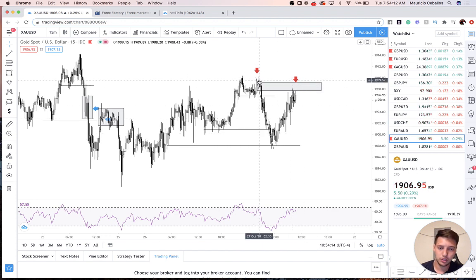You want to identify these expansion moves once the market breaks the first structure level and the second directional level.